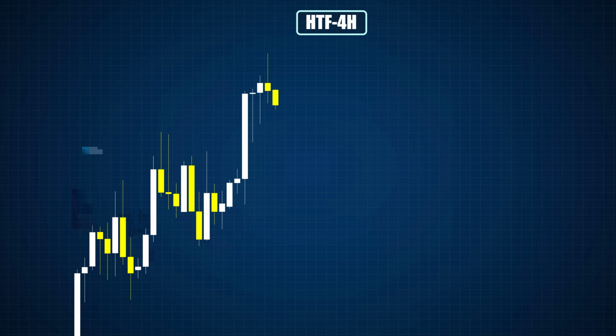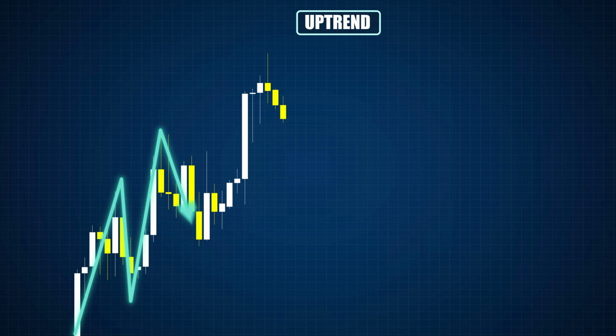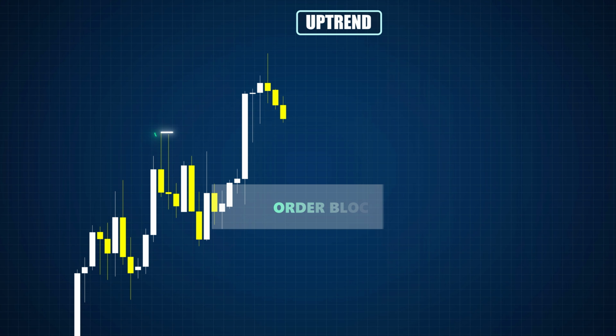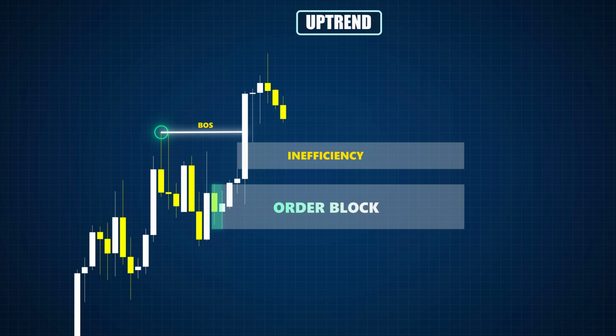Let's break it down. Alright, let's pull up the 4-hour chart. This is our higher time frame, and the first thing we need to do is analyze market structure. Right now, we're in an uptrend, and this move right here has left behind a strong bullish order block. This zone is critical. It's where institutional traders place their positions.